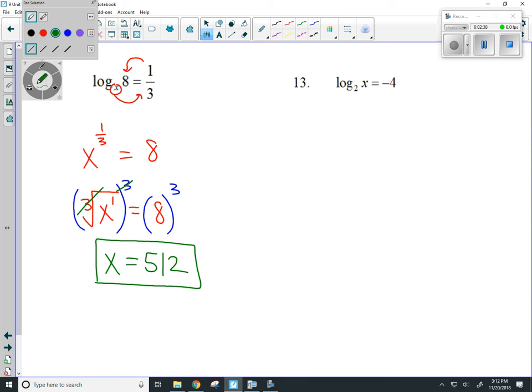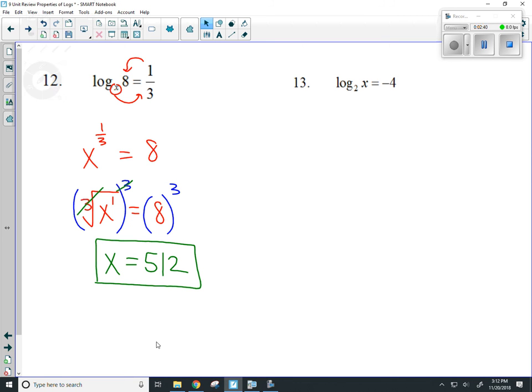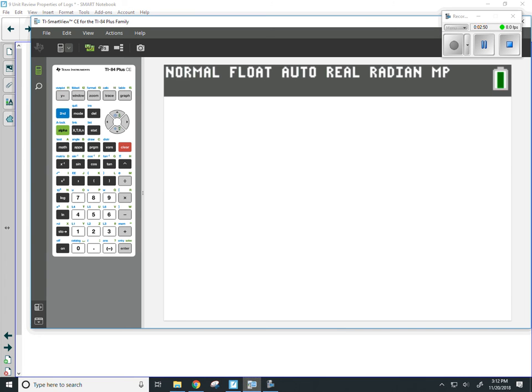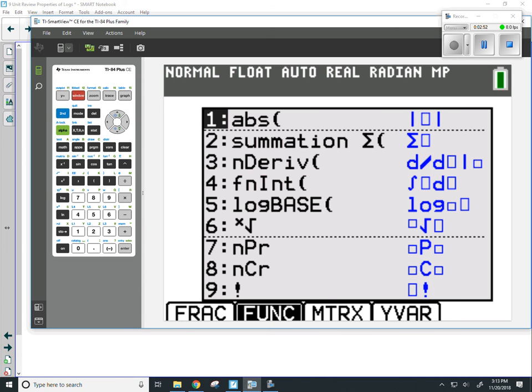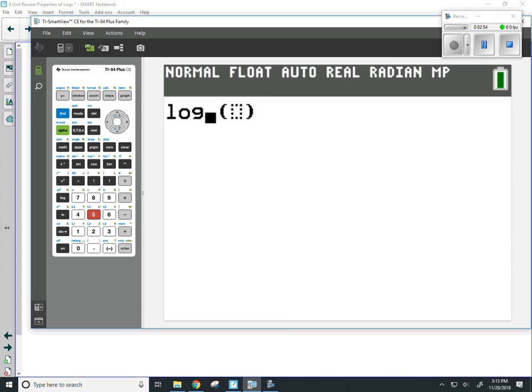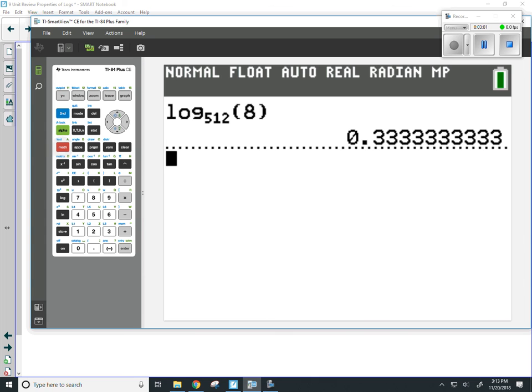And for those of you that have the ability in your calculator to change the base of a logarithm, I would highly recommend checking this. So log base 512 of 8 is supposed to equal 1/3. So if I go to my calculator, put in the log base 512 of 8, and that is equivalent to 1/3, but if you want to just double check, you can change it to a fraction. So lots of different ways you could check your work in this unit.